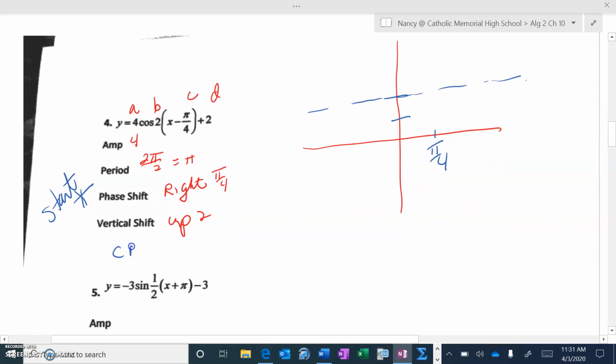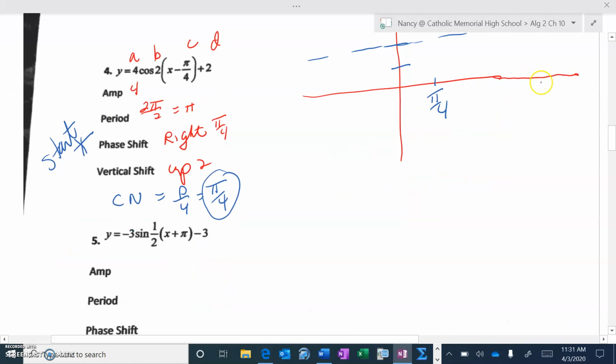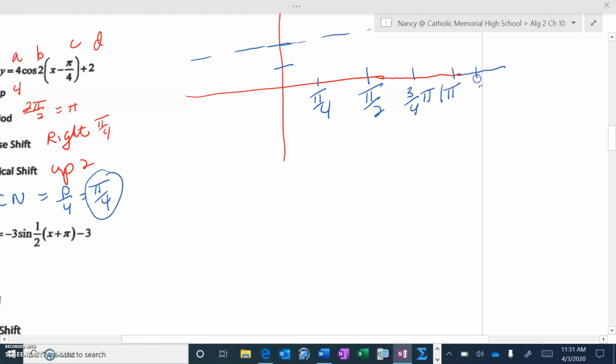Then we're going to get our critical numbers. For critical numbers, you always take the period and divide by 4, which is pi divided by 4. So I'm simply going to add this every time to my starting point, which is pi over 4. If I add that, 1/4 plus 1/4 is 2/4, which is a half. 2/4 plus 1/4 is 3/4. 3/4 plus 1/4 is 4/4, which is 1. And 4/4 plus 1/4 is 5/4. So those are your critical numbers.